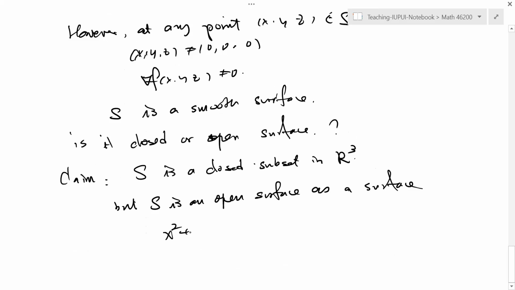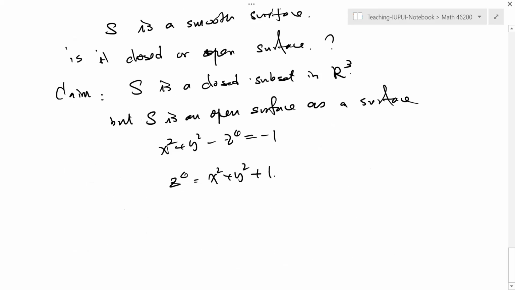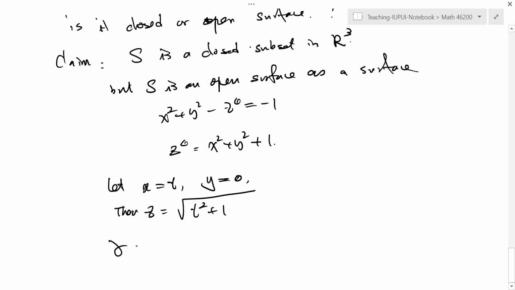Let's take a look at this equation again. So z to the fourth power is x squared plus y squared plus 1. It's unbounded. You can let x be t, y be 0. Then z is going to be the square root of, I choose a positive one, t squared plus 1. So you have a curve.